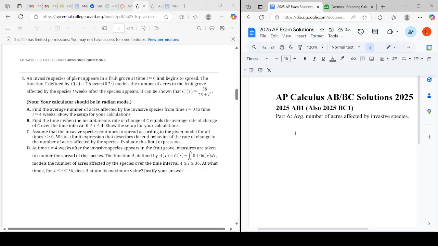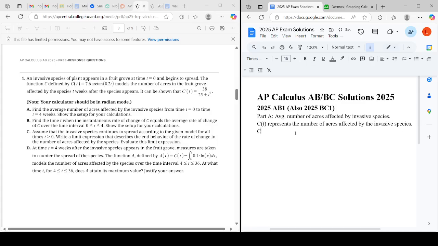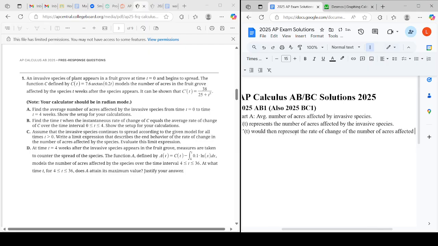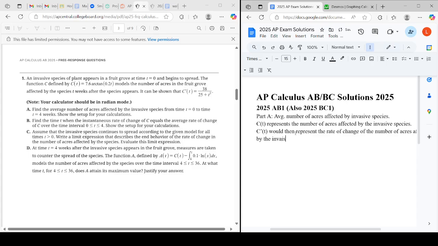When we analyze these functions, we know that C of t represents the number of acres affected by the invasive species. C prime of t would then represent the rate of change of the number of acres affected by the invasive species per week, since t is given in weeks.